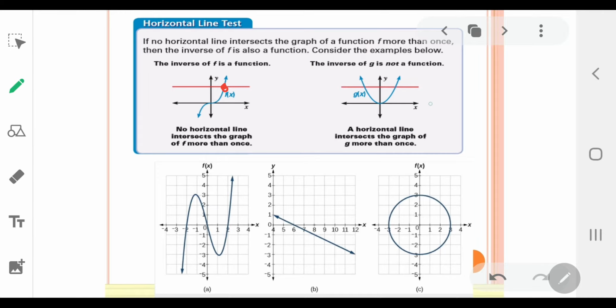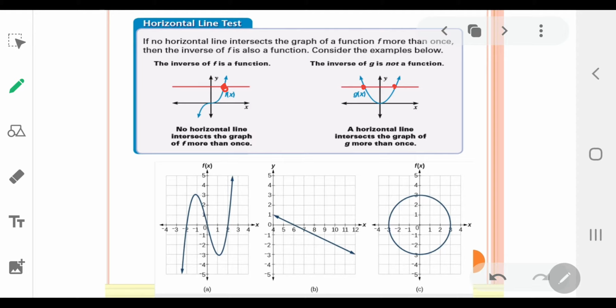Let's do it in the other graph here. It's a parabola, the blue one, the graph of function g of x. And as you can see, the horizontal line here crosses the graph in 2 points, more than one. So you can determine, using the horizontal line test, that the inverse of this function will not be a function.